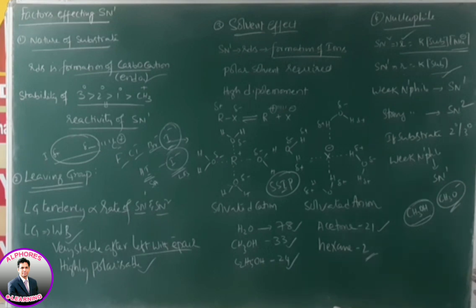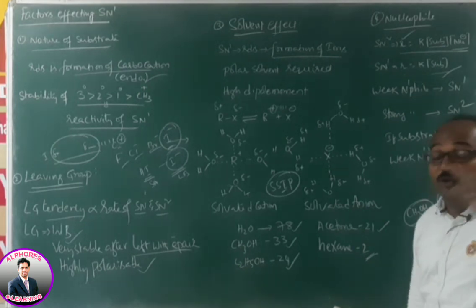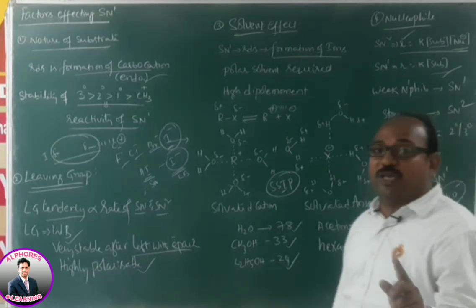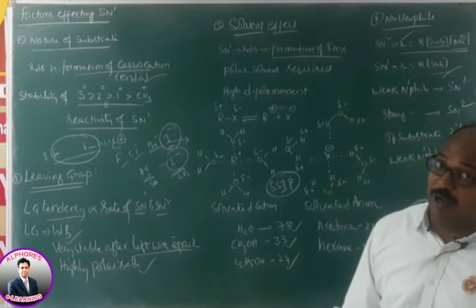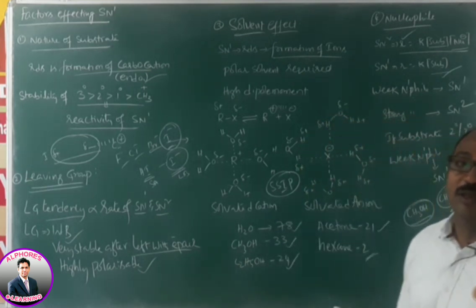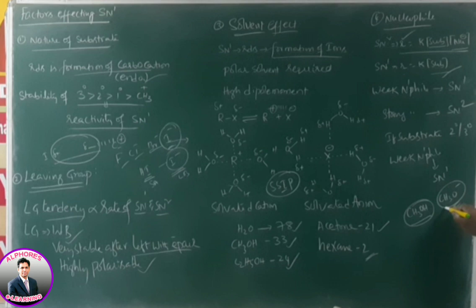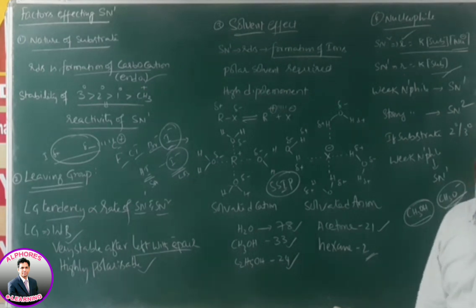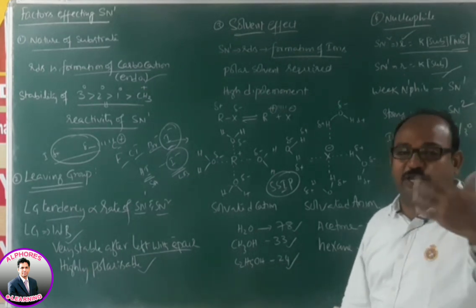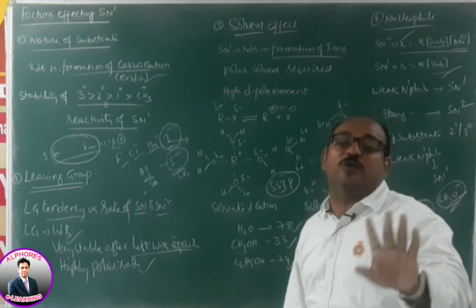Now, sir, you only mentioned in the beginning, whether it is SN1 or SN2, the nucleophile must be good. There you gave an instruction: I am going to say good nucleophile, but I am not going to say strong nucleophile. So what you are saying is, when we are using CH3O minus, a strong nucleophile, SN1 reaction does not take place, only SN2 takes place.